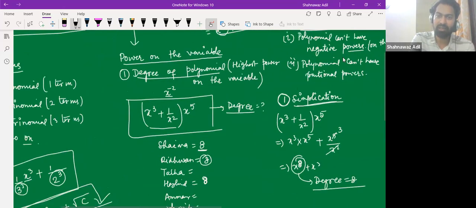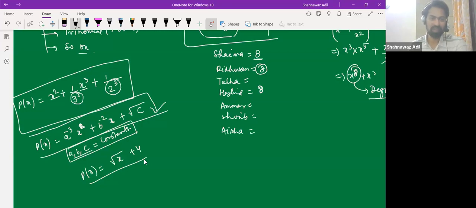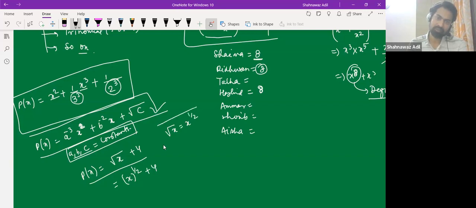Similarly, you can't have a polynomial which is root of x plus 4. This is again not a polynomial. Why? Because the power on x is half, since root x is x to the power half. Is this clear, everyone? Yes, guys, is this clear?